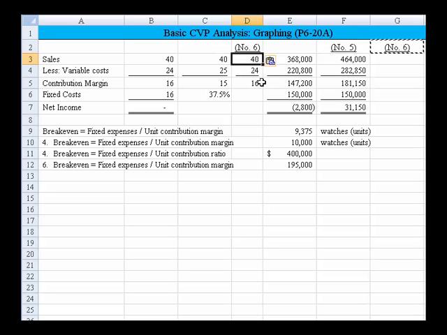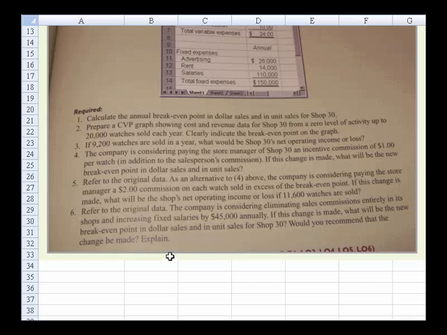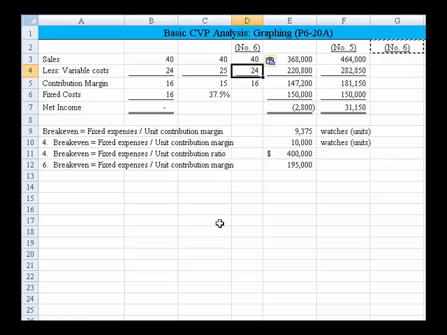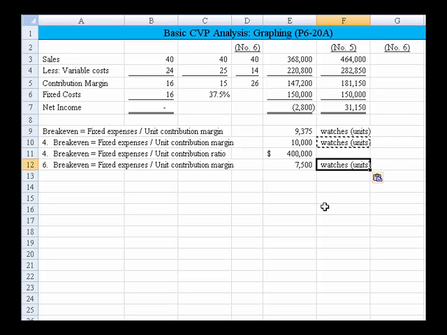And what we know is we still are going to sell them for $40, but now our variable cost goes to $14. Now, why does it go to $14? Because the sales commission is gone. So instead of 24, we only have the invoice cost of $14. So that becomes 14, leaving us a unit contribution of $26. So now we can step into this formula and divide it by that $26, coming up with 7,500 is our watches in units of break even.